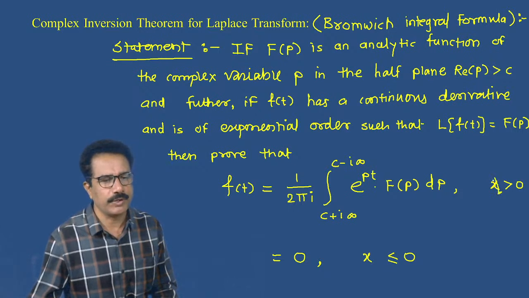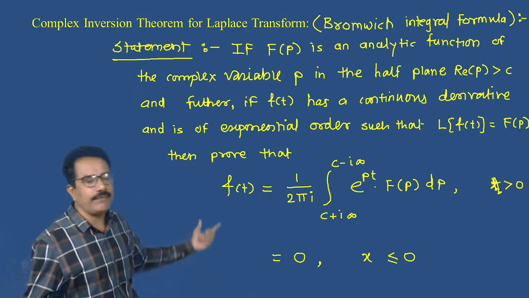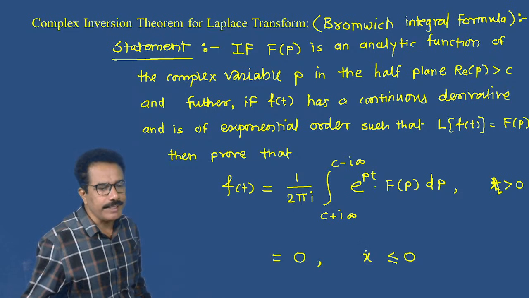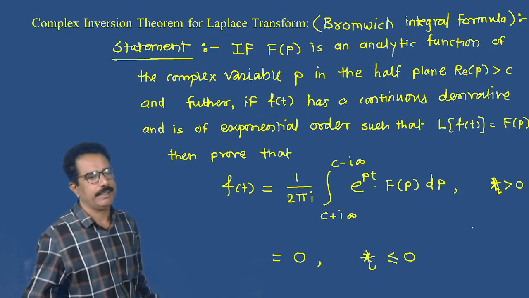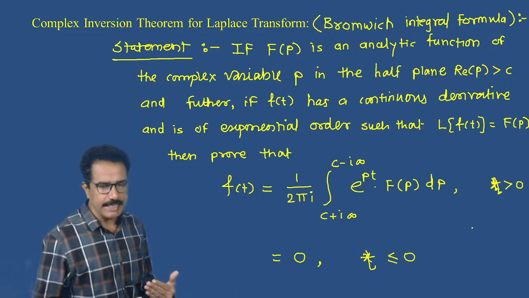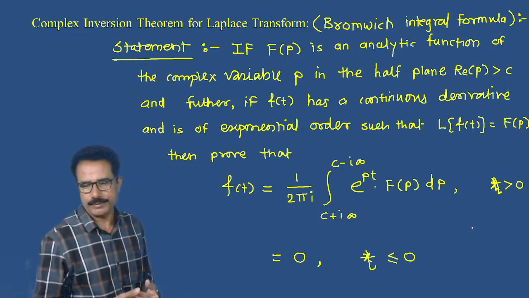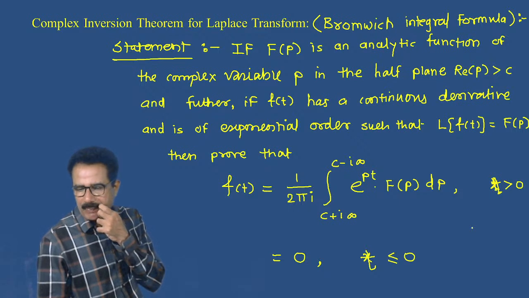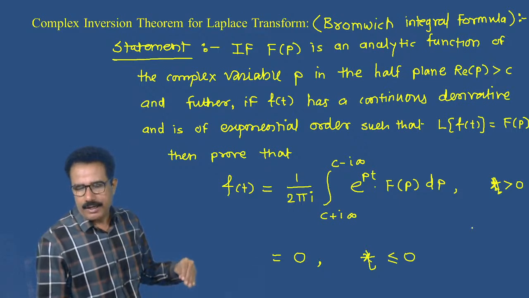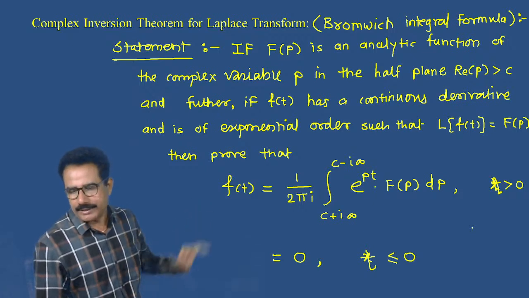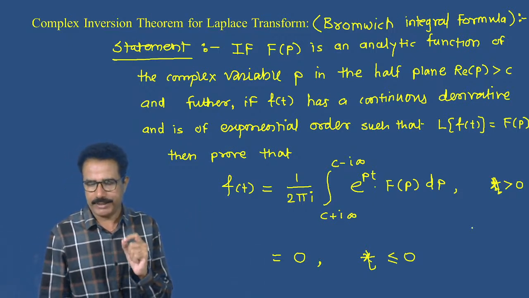This value is for t greater than 0. Here is t. And the value of this f of t is 0 if t is less than 0. This is t. Student, this is t. t greater than 0, t less than 0. You must know. Okay, we shall discuss. Okay, very good.